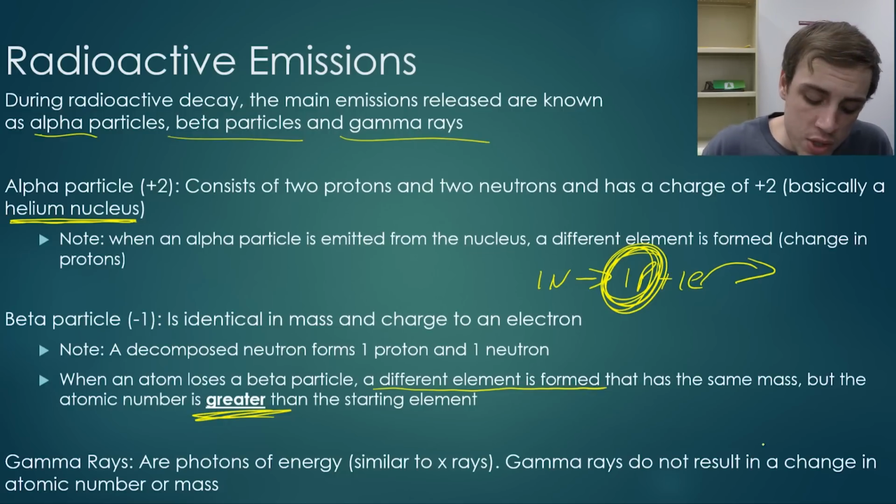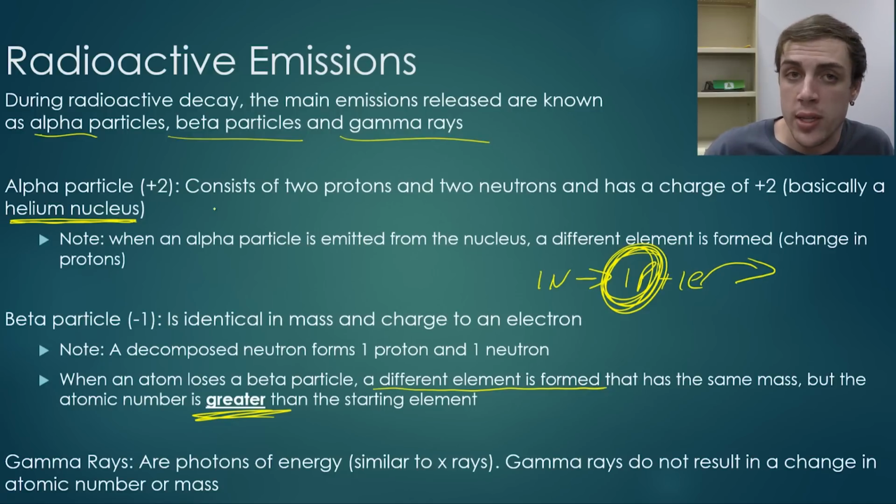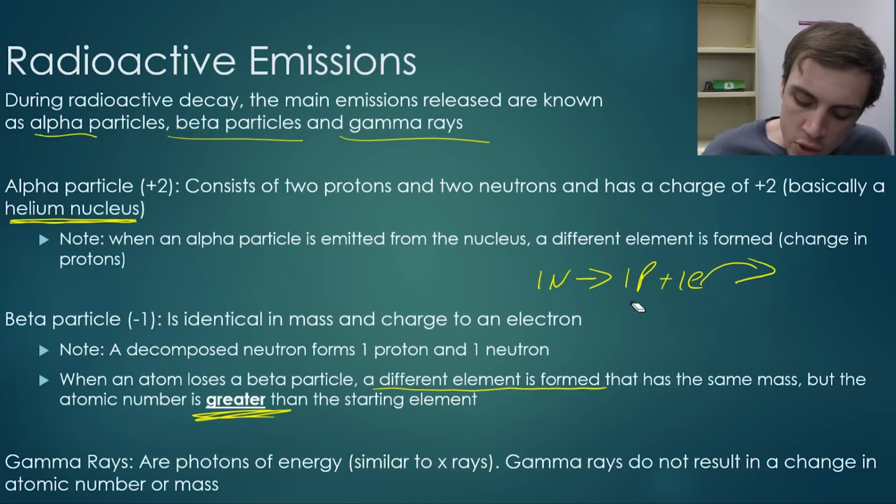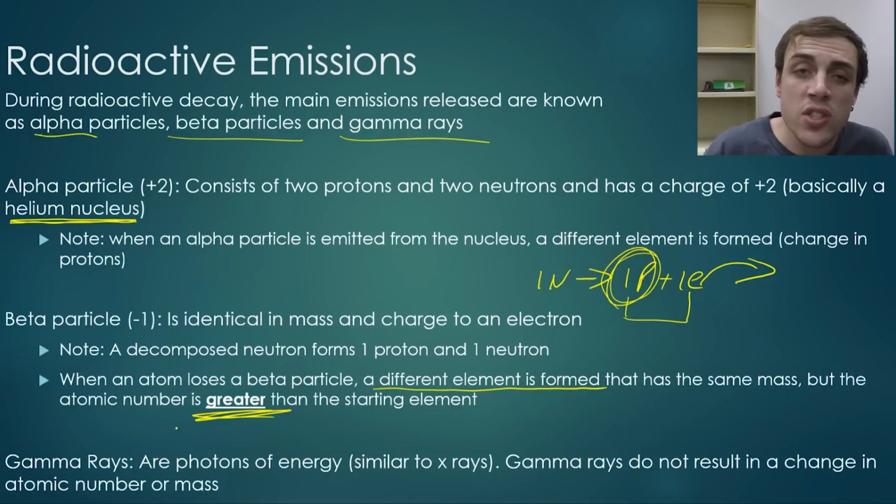So all we want you to know is that an alpha particle is +2, and it's essentially a helium nucleus. So 2 protons, 2 neutrons. A beta particle is just the breaking down of a neutron to form 1 proton and 1 electron. So the atomic number will change because we're getting a proton. And gamma rays just release light, which is a more energized form of X-rays. That's it. That's all we want you to know.